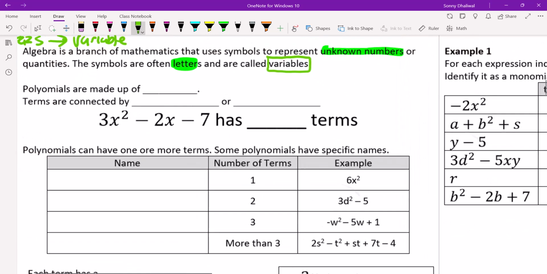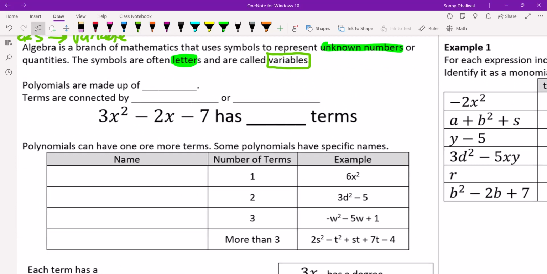Now, this is a special branch of mathematics. So the type of expressions that we're looking at are called polynomials, right? And so polynomials are made up of something called terms. Another vocab thing got thrown at you. So what is a term, right?